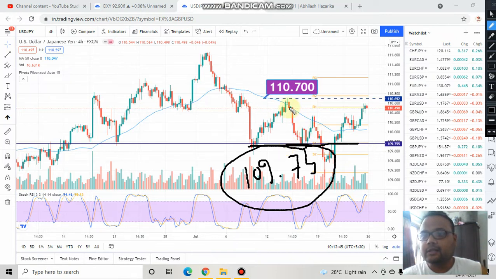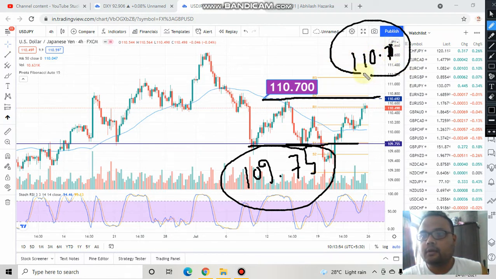On the other hand, you can see that I have also got this level right now, 110.70, and the significance of this level is that there is a possibility that the market may reverse, or the market may see some selling pressure or get some resistance at this level here.